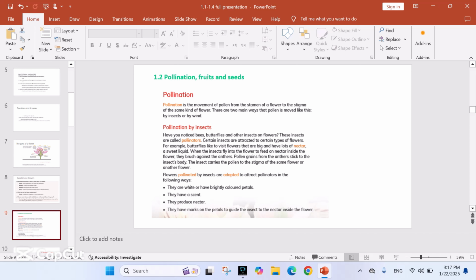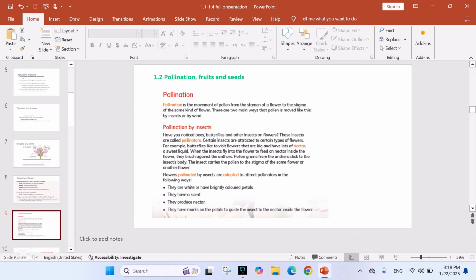Pollination. Pollination is the movement of pollen from the stamen of a flower to the stigma of the same kind of flower. There are two main ways that pollen is moved like this: by insects or by wind. Pollination by insects. Have you noticed bees, butterflies, and other insects on flowers?